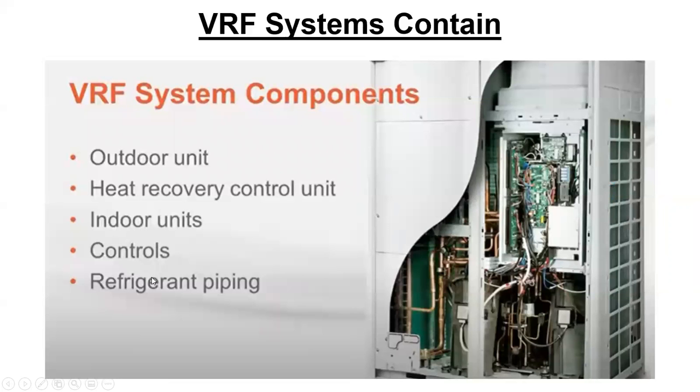Okay, system components. So we have an outdoor unit. We have what's called a heat recovery control unit. We have indoor units, controls, and refrigerant piping. And that's a picture of an outdoor unit sitting there.